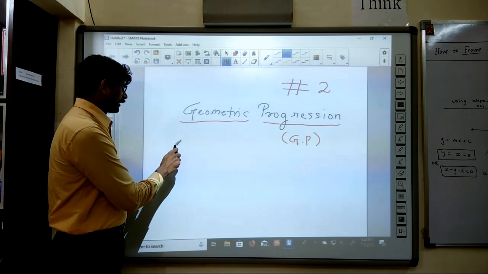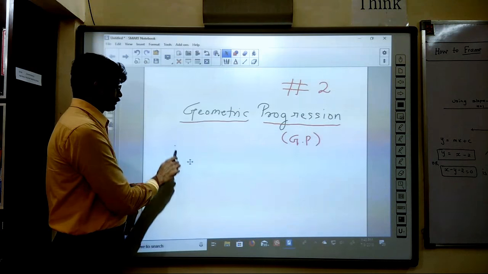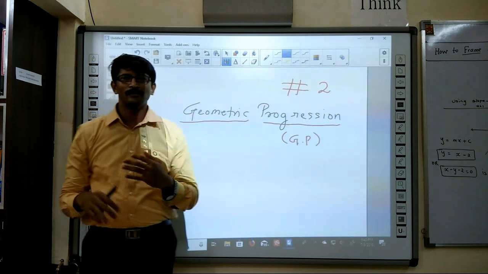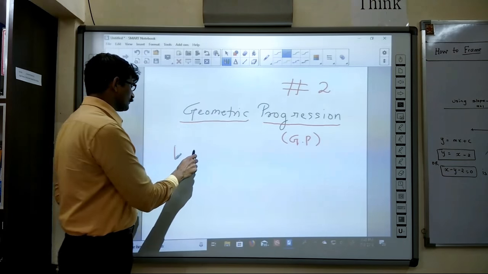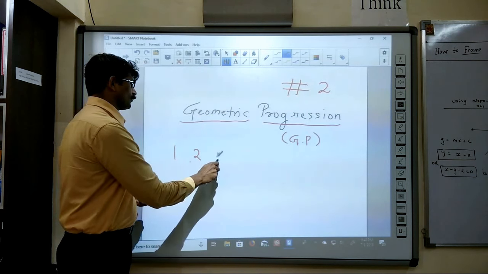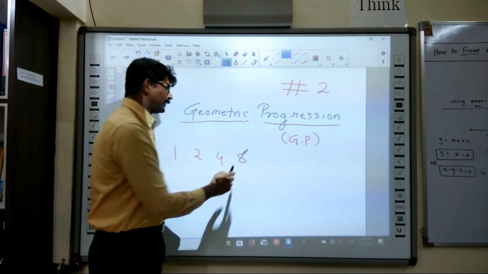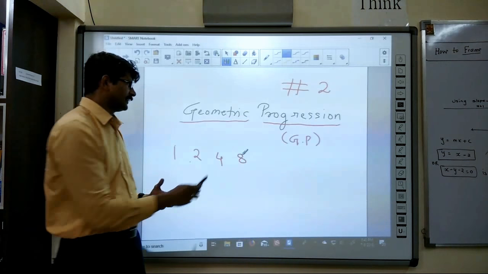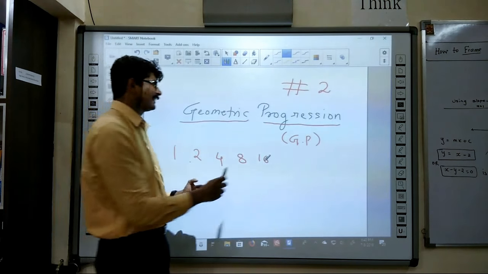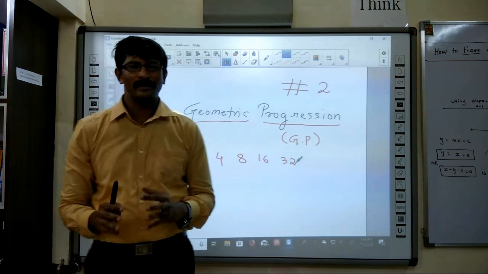Suppose we have a number like 1. Now if I double it, that becomes 2. Now if I double 2, that is 4. Double 4 is 8. Double that becomes 16. Double that becomes 32. So actually this is a geometric progression.